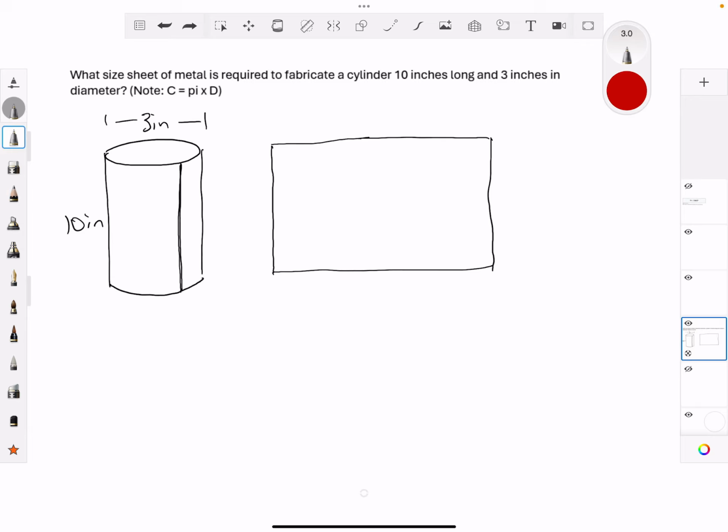All right, we have another problem. What size sheet of metal is required to fabricate a cylinder 10 inches long and 3 inches in diameter? So we have 3 inches in diameter, it's right here, and we have 10 inches long or tall. However, we're going to think about it.